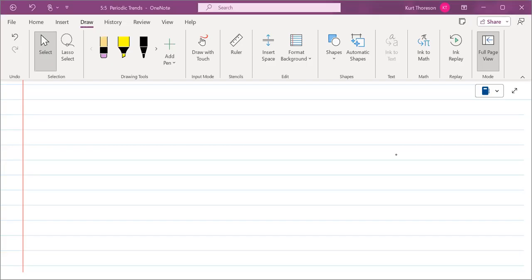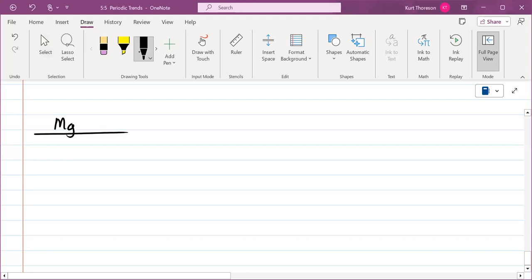Okay. Let's do a few more examples for you guys, and then I'm going to teach you how they get to lose one, how they get to gain one, and so on. So, let's do magnesium. What is magnesium's atomic number on the periodic table?